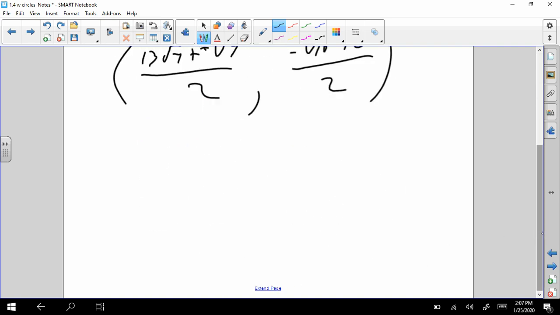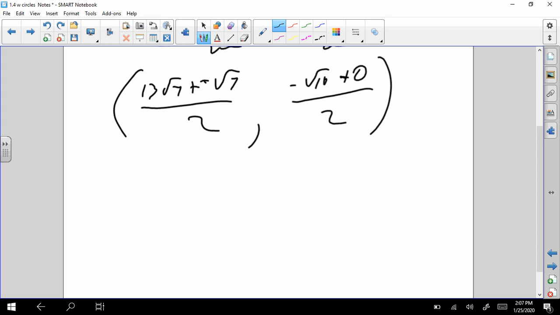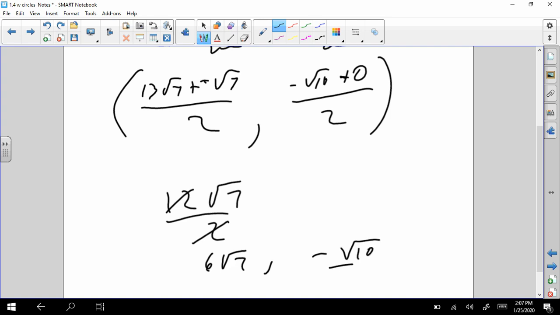What do we end up with? Well, 13 minus 1 would be 12 radical 7s over 2. That would give me 6 radical 7s. On the next one, we have negative radical 10 and 0, all divided by 2. The 2, you'd really like to go into that 10, but that 10's inside the radical. So we leave it as negative radical 10 over 2. This is the midpoint. Okay?